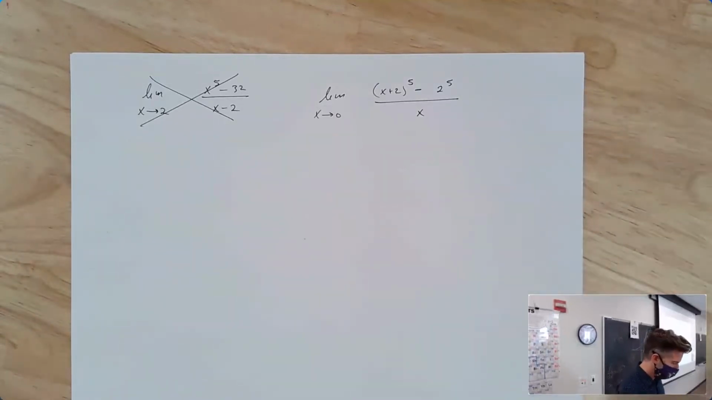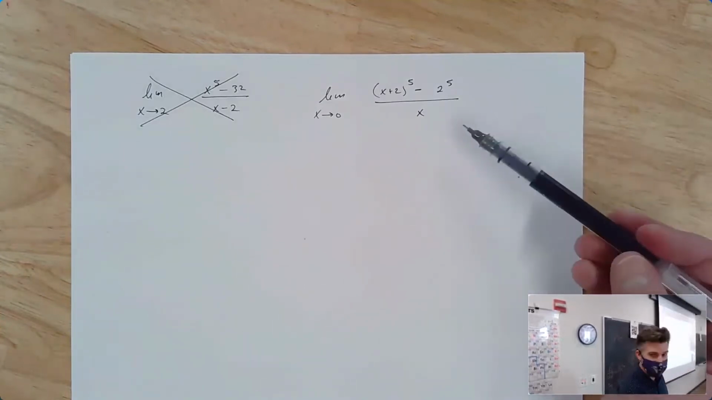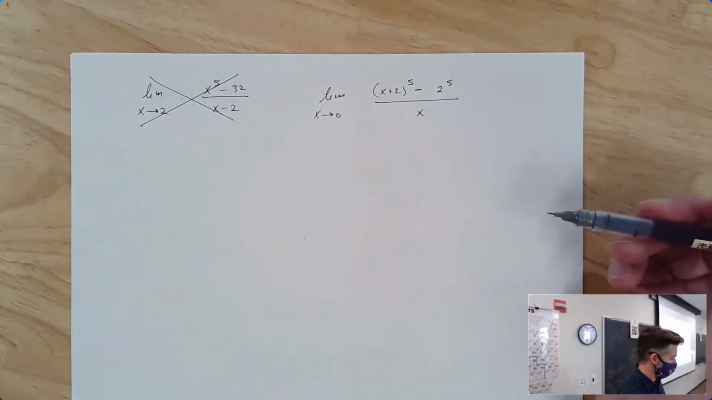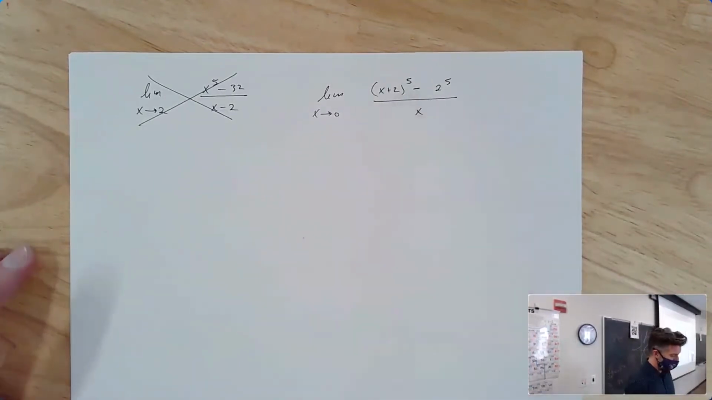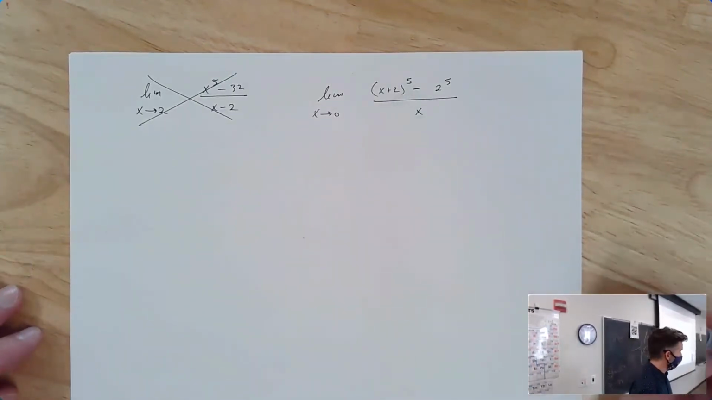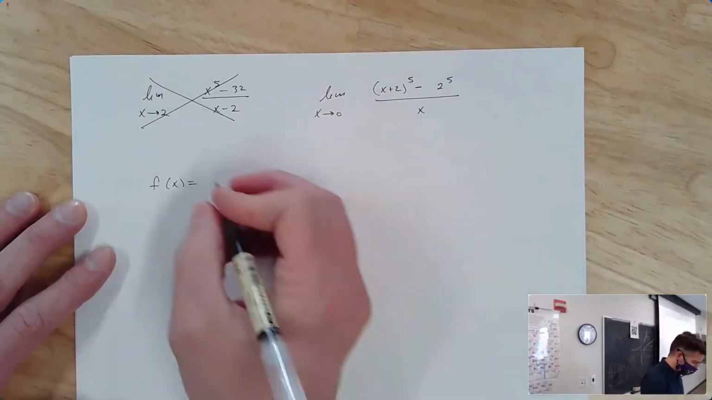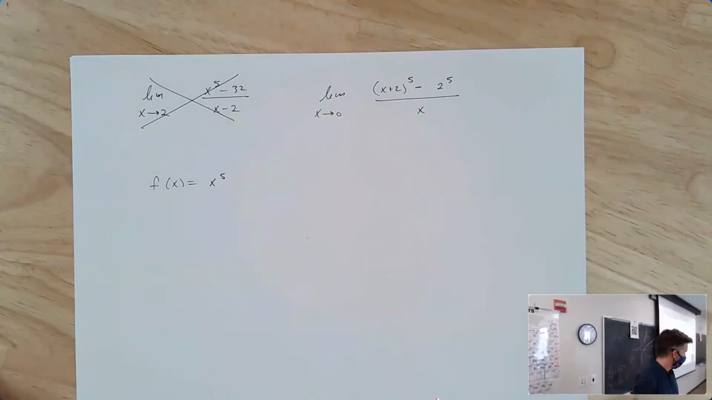So you could totally multiply this out. X plus 2 to the 5th is within the realm of reason. It's a little bit unreasonable, but it's not totally impossible. You can use Pascal's triangle. But again, that's not the point. The point here is to recognize that this is the limit definition of the derivative of something. So my function is something like x to the 5th. Is it x to the 5th? I don't actually know. It might be x to the 5th. Yeah, I think it is.